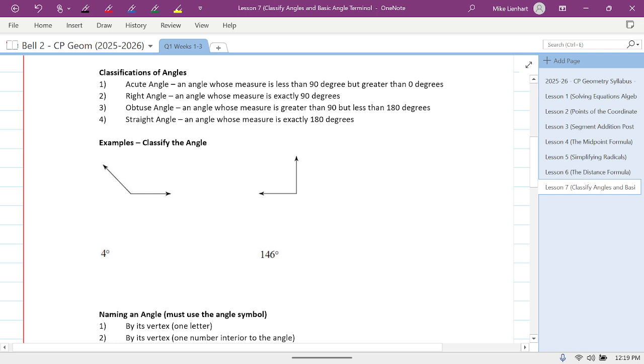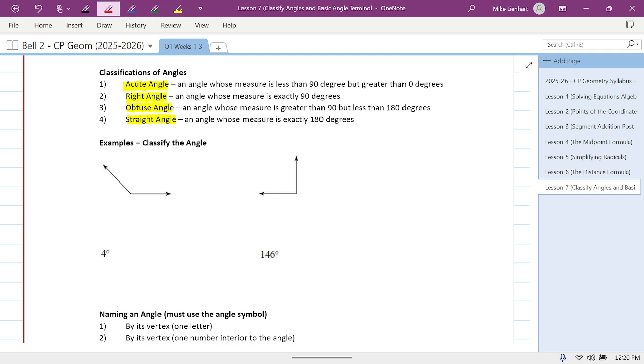Next, how do I classify angles? We're going to classify angles in one of four ways. We're going to talk about acute angles, those are angles that are less than 90 degrees but greater than 0. Right angles, which are 90-degree angles. Obtuse angles, which are angles that are larger than 90 but less than 180 degrees. And then if the angle is a straight angle, it's 180 degrees. Essentially, that's going to look like a line.